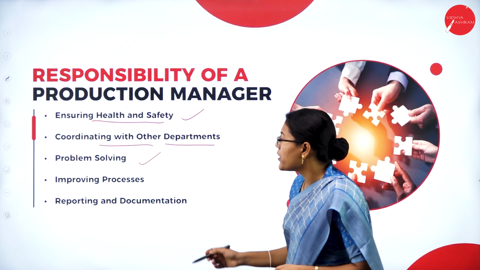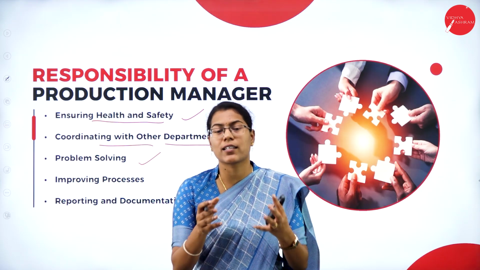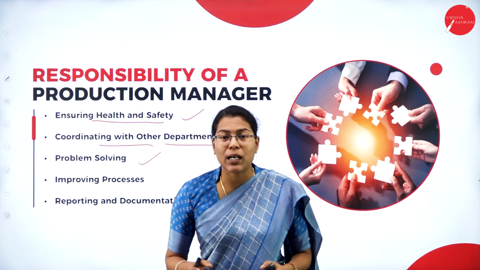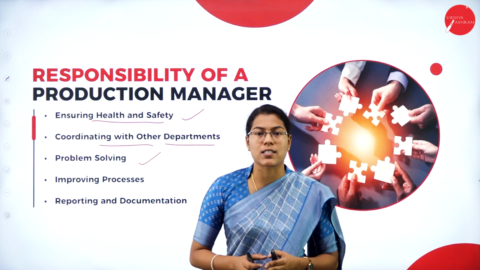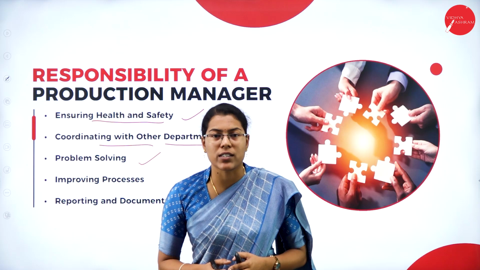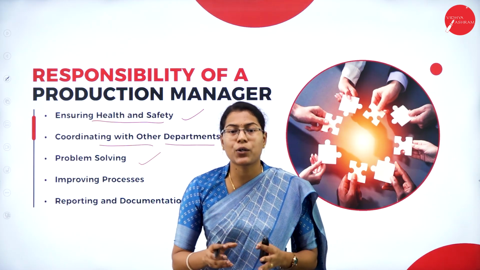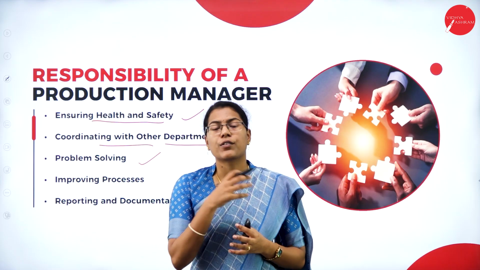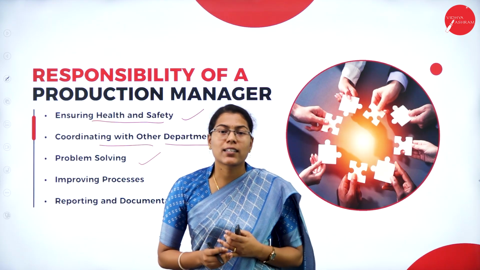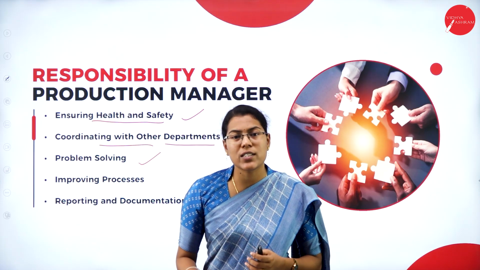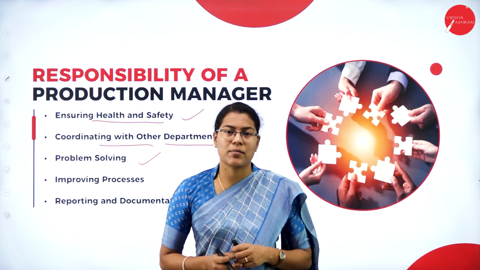Then problem solving. A production manager should be a problem solver for any issues that may arise in the production department. For example, if there are any machinery breakdowns, shortage of raw materials or any issues with the employees, they should be solved by the production manager quickly, so as to keep the production process moving. This might include reassigning tasks, making adjustments to inventory levels, or finding alternative resources, etc.